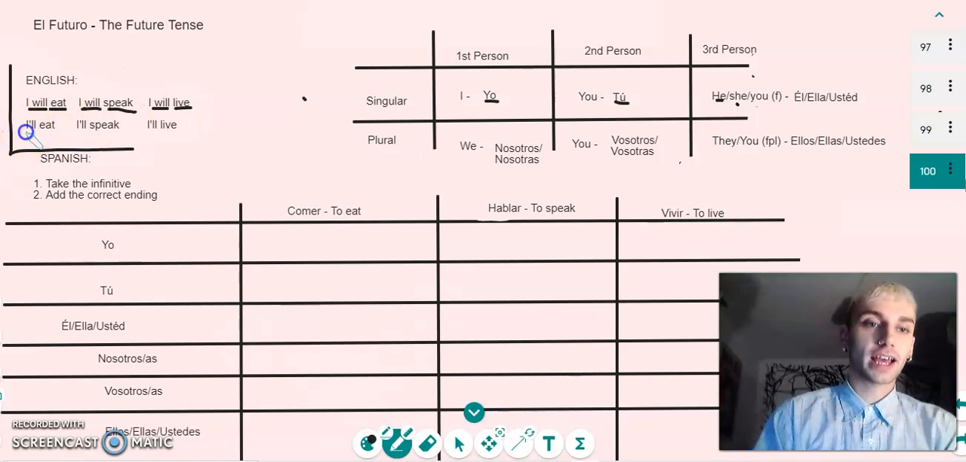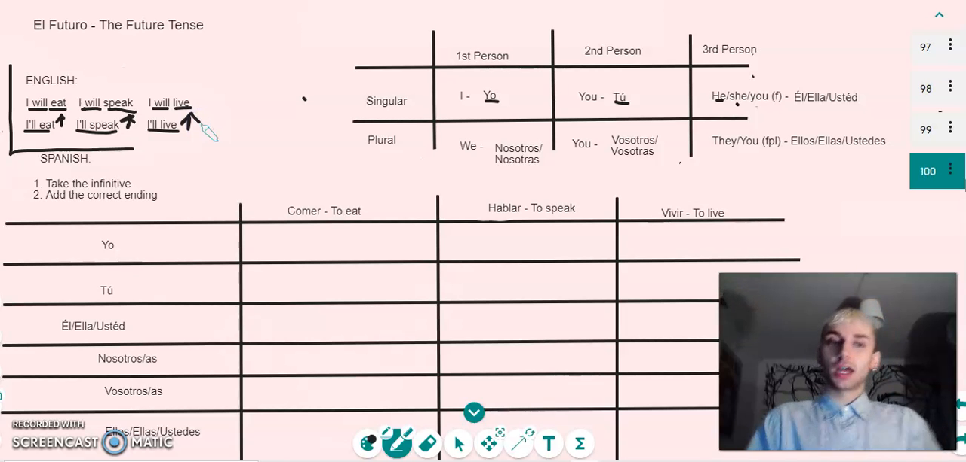We also have I'll eat, I'll speak, and I'll live, but these mean the exact same thing as the sentence that they have above them. It is simply a shorter way to express the exact same thing.